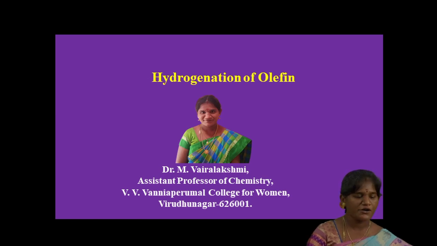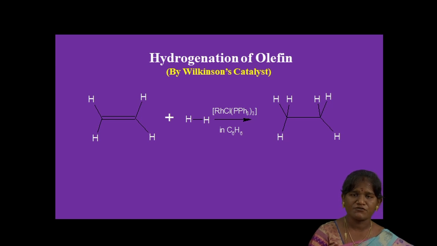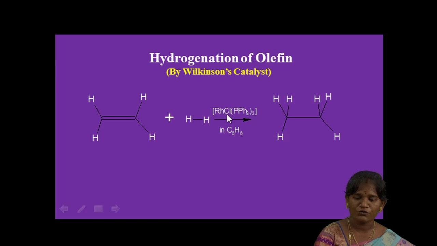Hydrogenation of olefin is an industrially important reaction because it is used in both the petrochemical and pharmaceutical industries. The successful catalyst for this hydrogenation of olefin is Wilkinson's catalyst, that is chloro-tris-triphenyl phosphine rhodium complex. So this is Wilkinson's catalyst. It is a homogeneous catalyst in an aromatic hydrocarbon medium such as benzene or toluene.